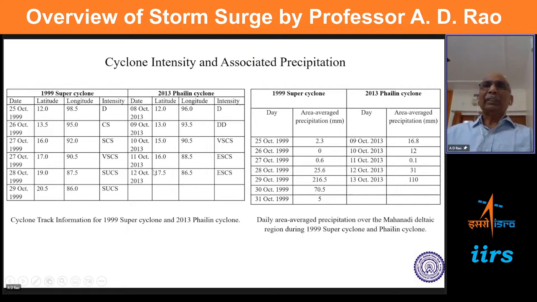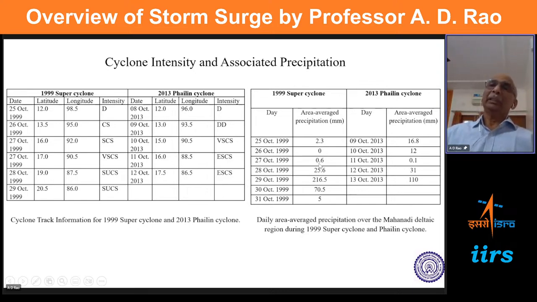For these cyclones, I have considered the precipitation also. You can see how much precipitation. I have considered daily precipitation, area average, but one can take grid point data also. At that time when the paper was published, we could not do that grid data, but we used area average data. You can see compared to Phylline cyclone, this super cyclone precipitated heavily, 21 centimeters, 25 centimeters, 7 centimeters, all compared to this Phylline cyclone. So therefore, you can include this precipitation also.